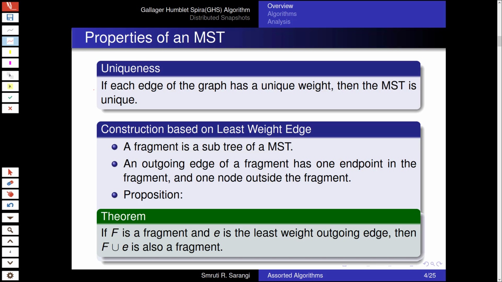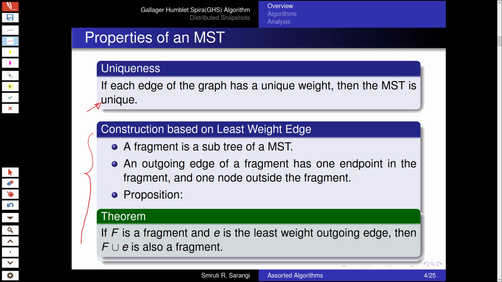The first is the property of uniqueness, which says that if each edge of the graph has a unique weight, then the MST is unique. This goes without saying, and is easy to prove. So if each edge of the graph has a unique weight, then the MST as a whole is unique. You will not have two MSTs. Of course, if you have edges with the same weights, then you could have a non-unique MST, in the sense of two MSTs with the same weight. Otherwise it will not happen.